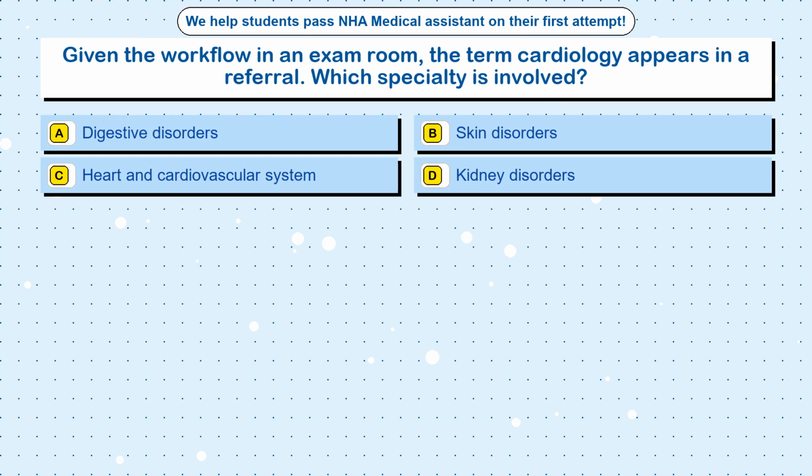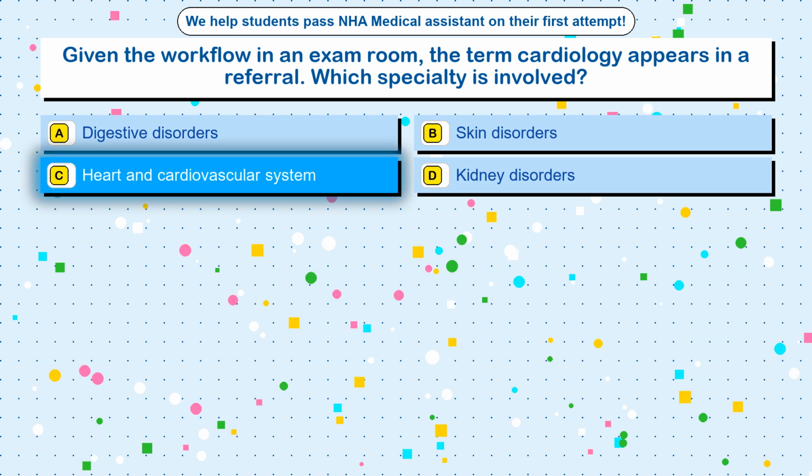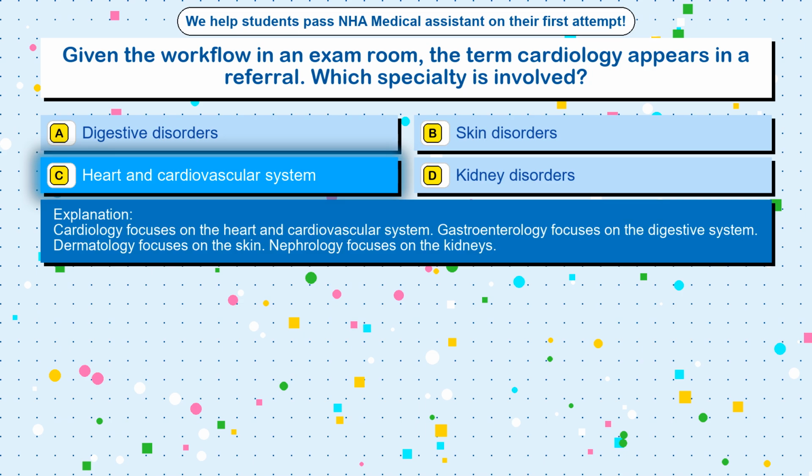Question 84. Given the workflow in an exam room, the term cardiology appears in a referral. Which specialty is involved? Option A. Digestive disorders. Option B. Skin disorders. Option C. Heart and cardiovascular system. Option D. Kidney disorders. The correct answer is option C. Heart and cardiovascular system. Cardiology focuses on the heart and cardiovascular system.